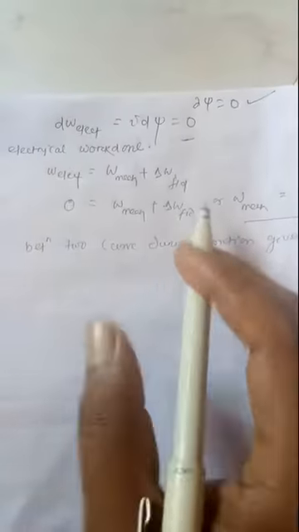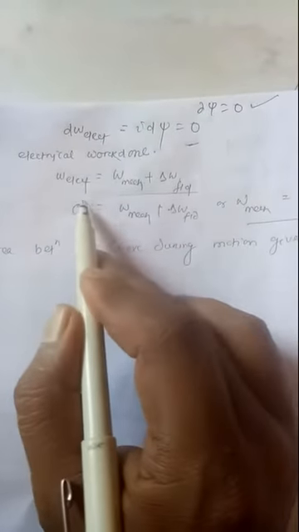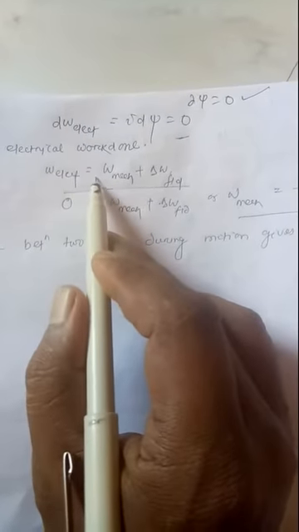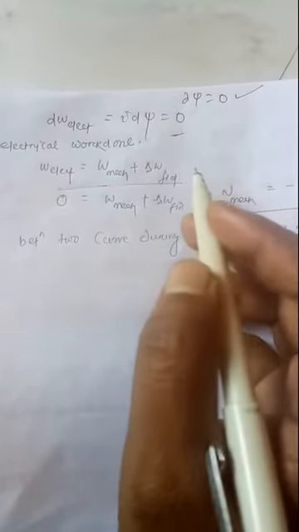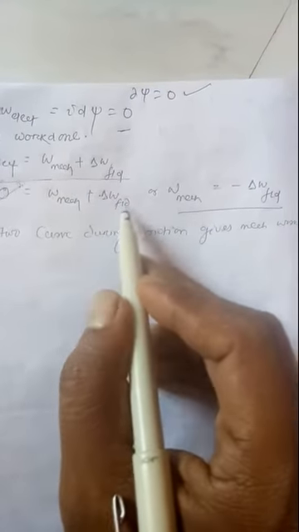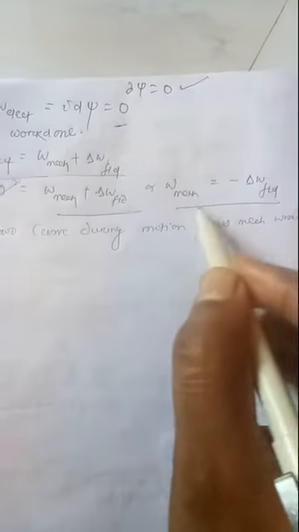In this condition, as d psi is equal to 0, dW electrical, which is equal to I d psi, will be equal to 0. This is the energy balance equation: W electrical is equal to W mechanical plus dW FLD. The electrical work done is equal to 0, so the mechanical energy plus dW FLD will be equal to 0. So the mechanical energy is equal to the negative of dW FLD. This area between the curves during motion gives the value of mechanical work done, which can be obtained from the area between the curves during the motion.